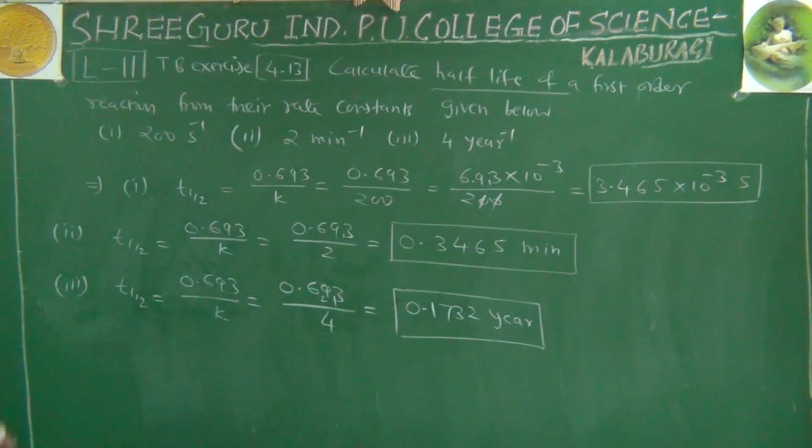So if you see the question before us, the half-life periods are: the first one is 3.465 into 10 raised to minus 3 seconds, then 0.3465 minute, and 0.1732 here. Yes, this is the correct answer. I already solved this, so I can compare these answers. These are two very simple questions, directly asked.